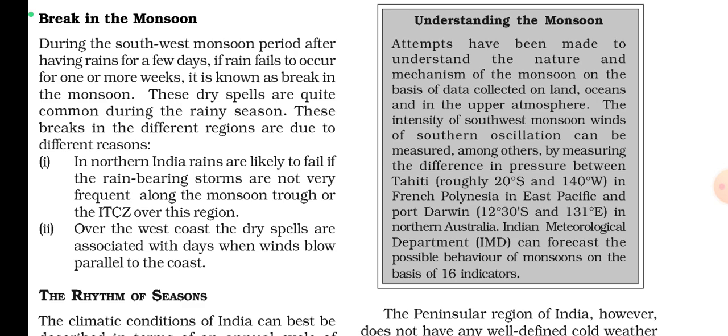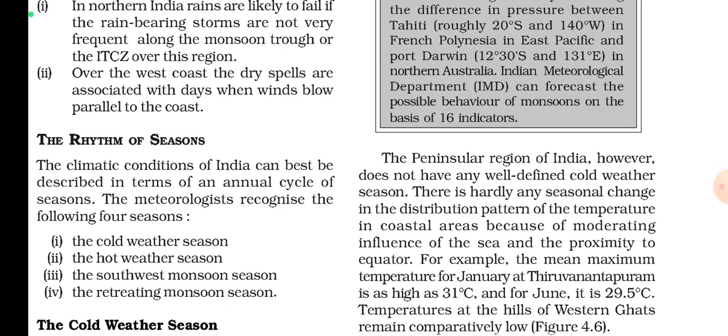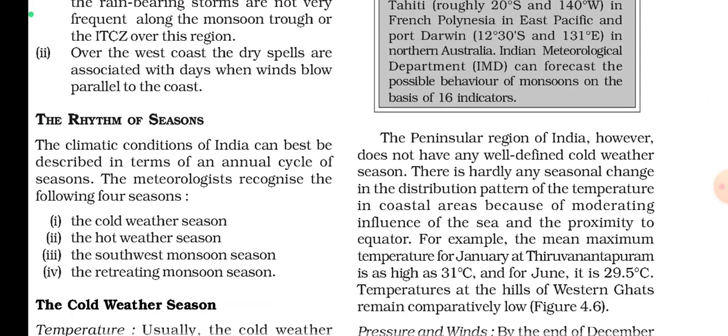During the southwest monsoon period, after having rains for a few days, if rain fails to occur for one or more weeks, it is known as a break in the monsoon. These dry spells are quite common during the rainy season. These breaks in different regions are due to different reasons.